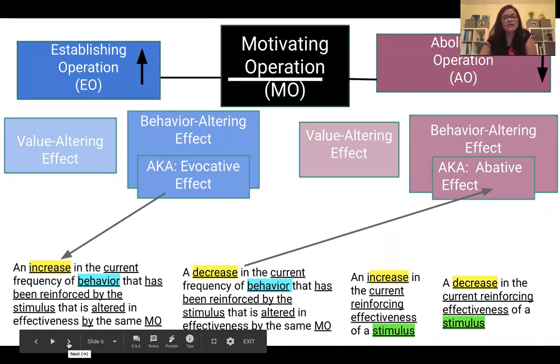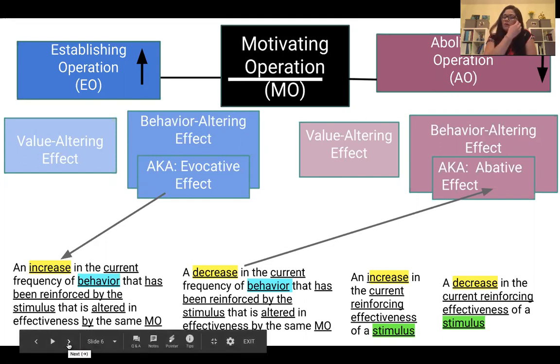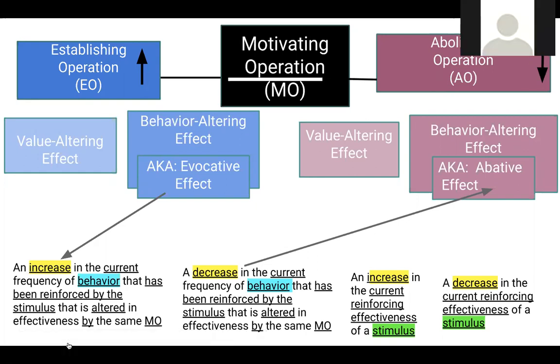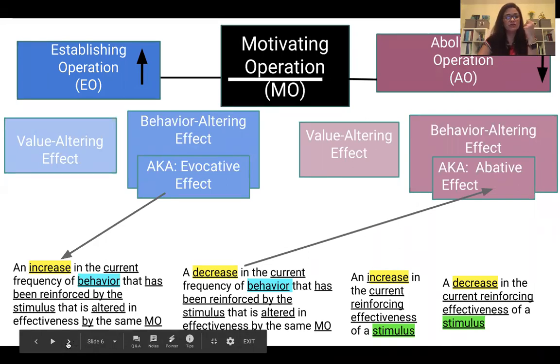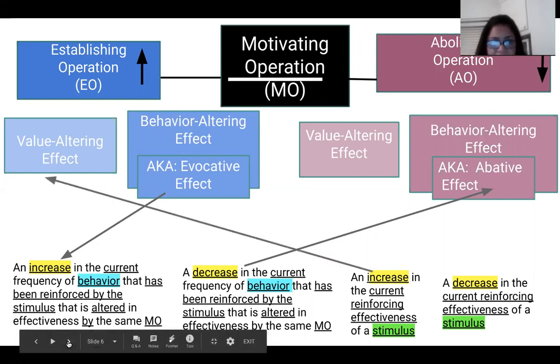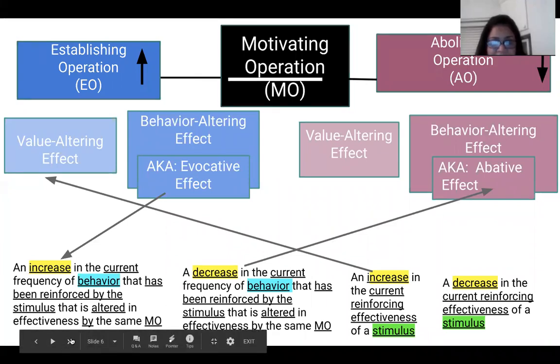Okay, the next one is an increase in the current reinforcing effectiveness of a stimulus. Establishing operation. Value altering effect. Exactly. So remember, you need to say both. Yes, it is not just establishing, it's also establishing operation. The value altering effect. Good. A decrease in the current reinforcing effectiveness of a stimulus. Abolishing operation. Value altering effect.